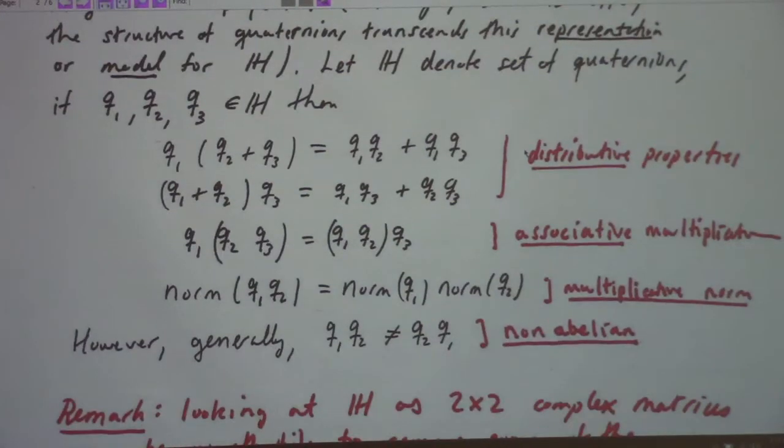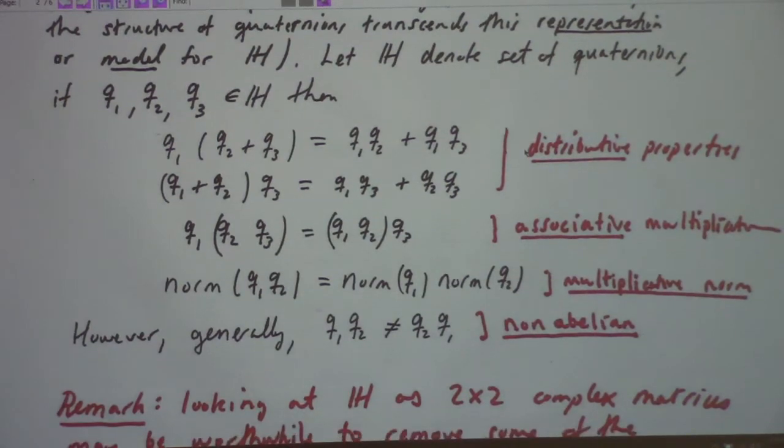Now, the properties of the quaternion algebra are what you're used to. Distributive, it's got associativity, it's got a multiplicative norm. However, much different than most of our examples, it's non-abelian. Q1 Q2 is not equal to Q2 Q1.